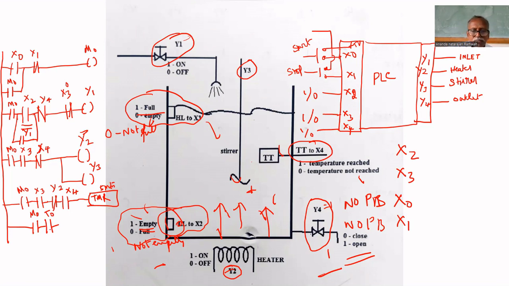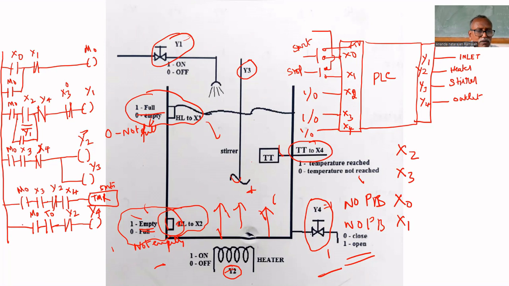Then the heater must be turned off. Heater Y2 should not be on. Any other thing? That's all. The output is Y4, the outlet valve. The outlet valve will be open. Will it work?